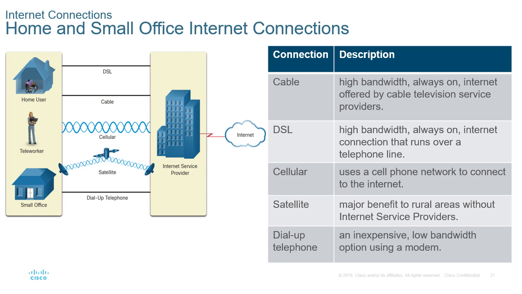Then satellite. I think Elon Musk is the one with the satellite stuff. So we have satellite internet connection and dial-up telephone, which is an inexpensive low bandwidth option using a modem.